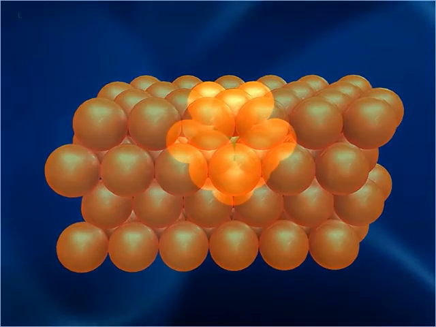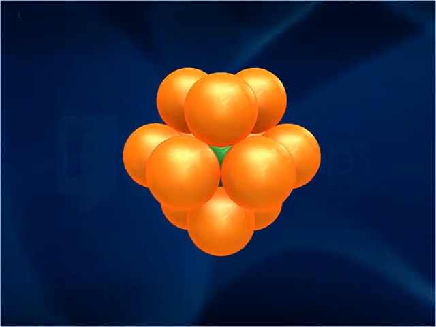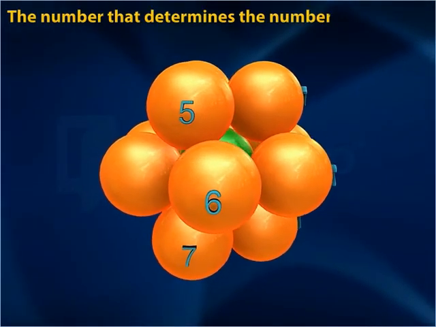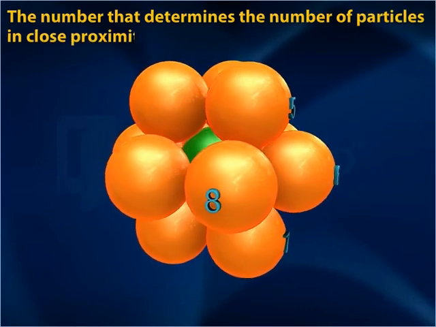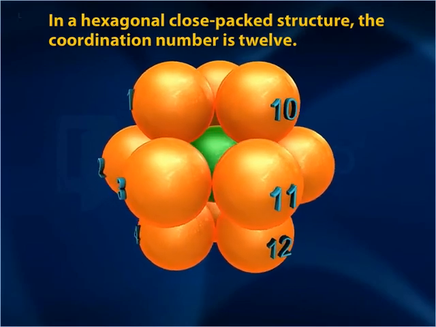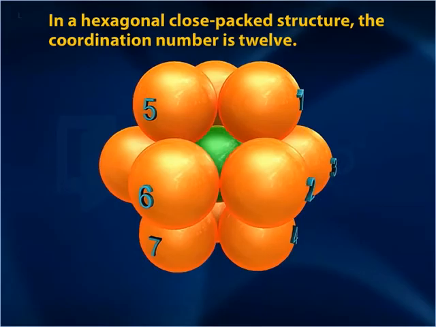In a hexagonal close-packed structure, each particle remains in contact with 12 particles. This number that determines the number of particles in close proximity is called coordination number. So, in a hexagonal close-packed structure, the coordination number is 12.